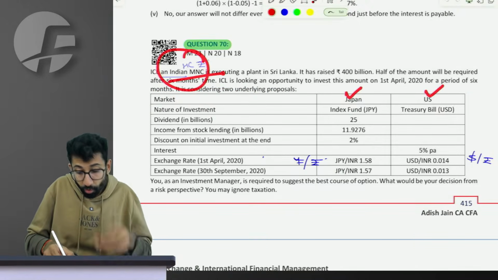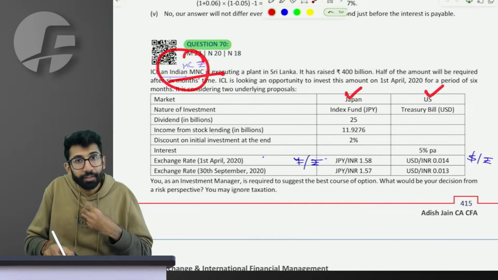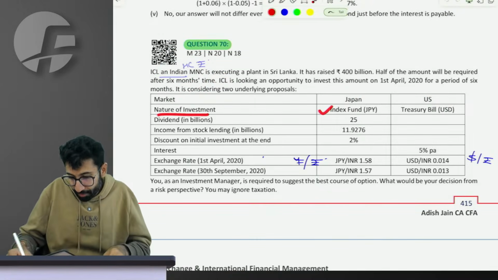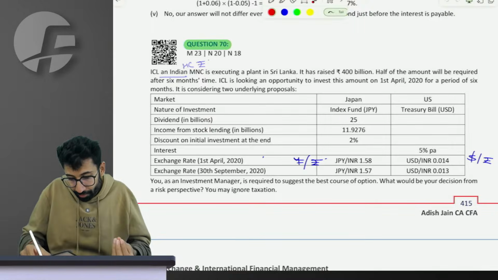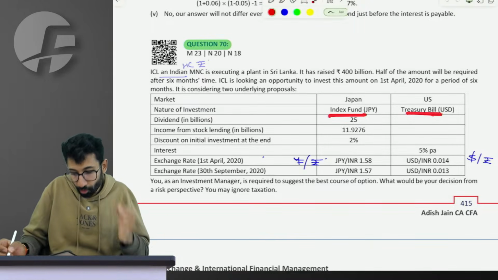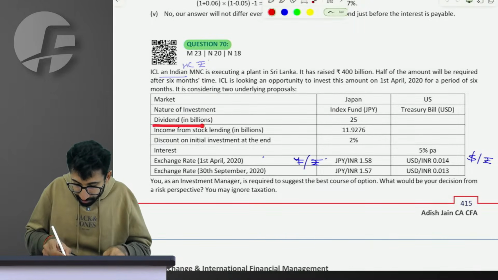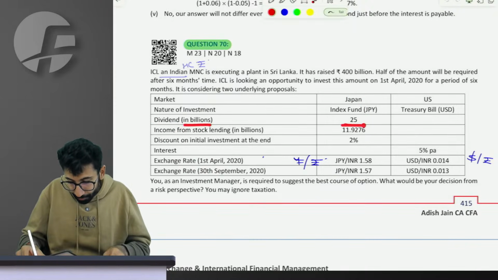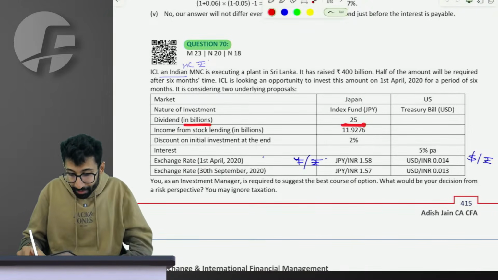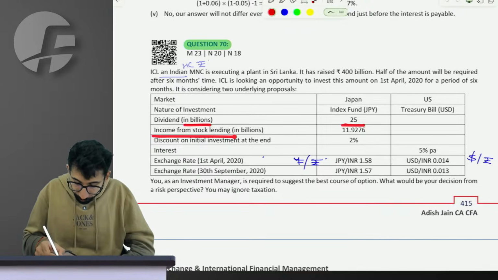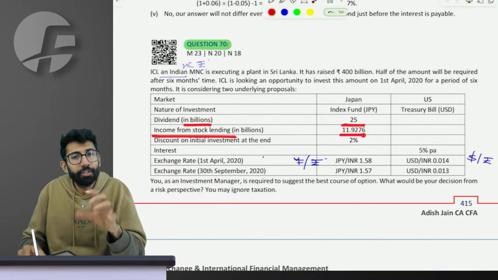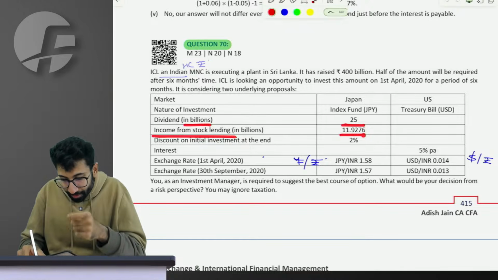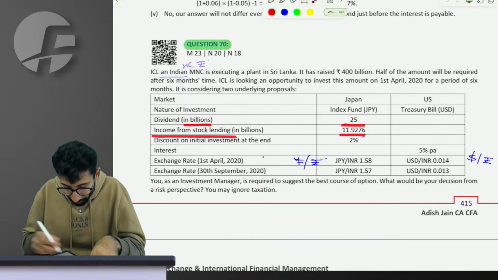Sir, even if it is not specified, I am an Indian company, so my home currency is rupee. Nature of investment: here it is an index fund, here it is a treasury bill, which means stock market versus bond market. Dividend: when I invest in Japan, in billion terms I will earn 25 billion yen. Income from stock lending is a type of income related to the share. Sir, income from stock lending is 11.9276 billion yen.